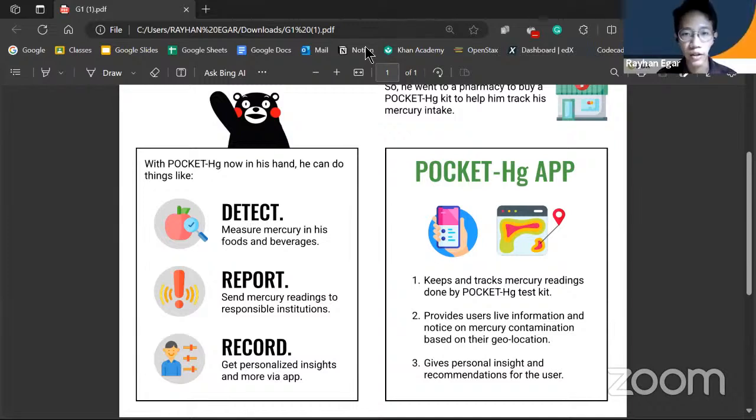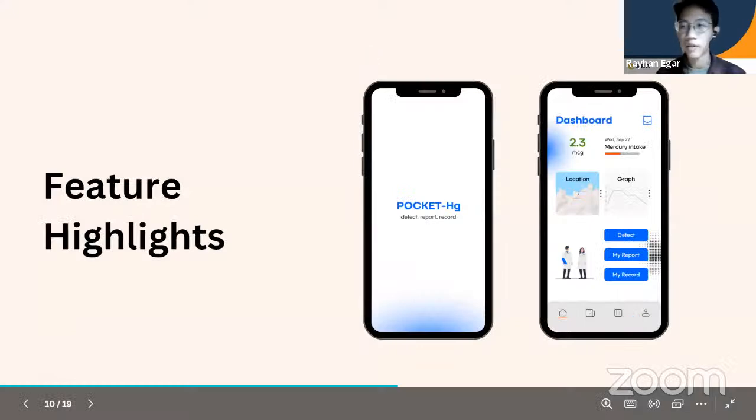Okay, thank you, Arian. And now I'll be exploring the feature highlights of our application, that is Pocket HG. Can you guys see my screen now?